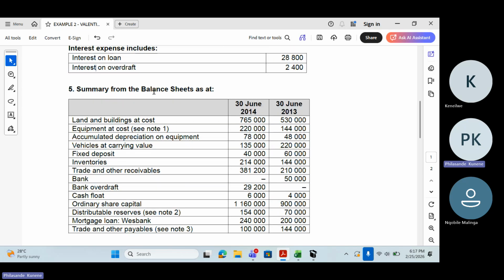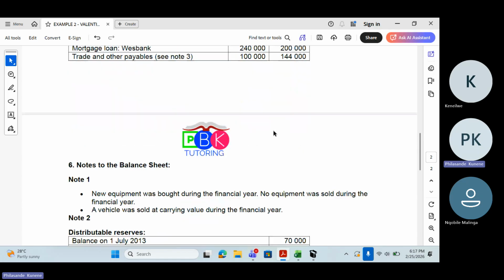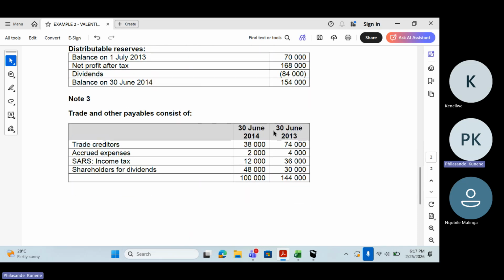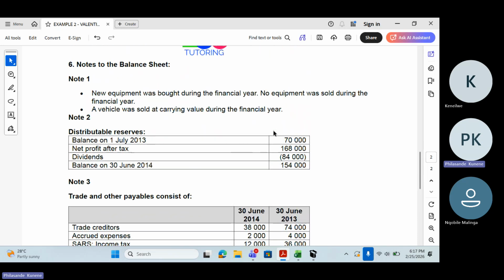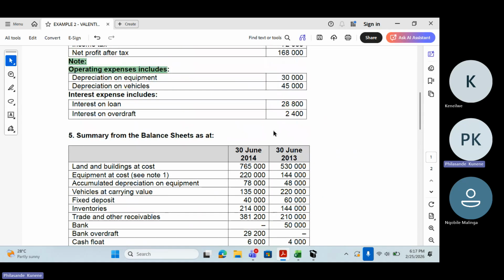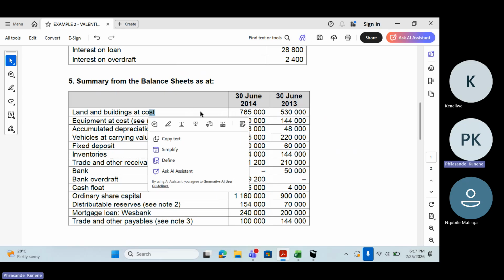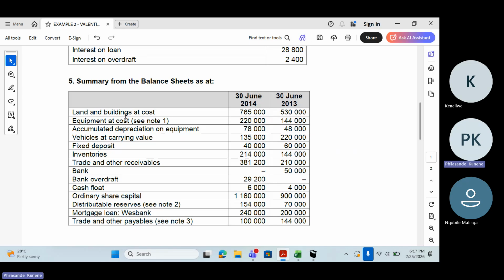Then we have summary of balance sheet as at 30 June 2014 and 30 June 2013. So this is the current and the previous year. That's what they gave us. They gave us some notes, like the trade and other payables. So that is the information that we have, which is more similar to the one that we looked at before. Under the summary for balance sheet, we have what? Land and buildings at cost. They gave us the cost price of land and buildings, 765,530.